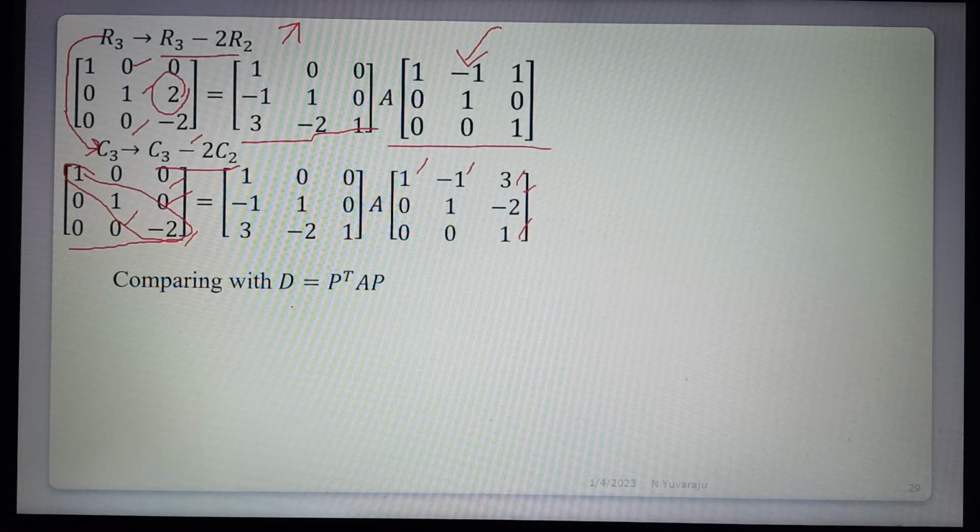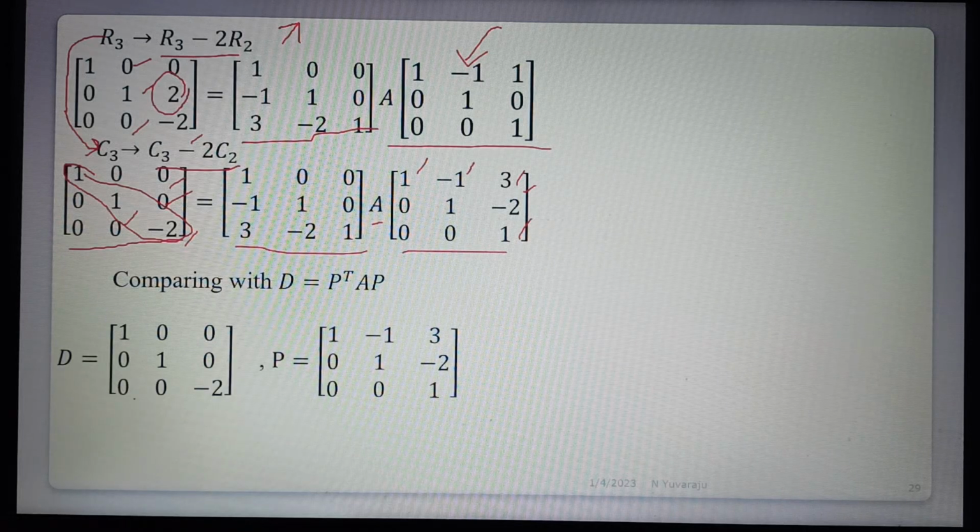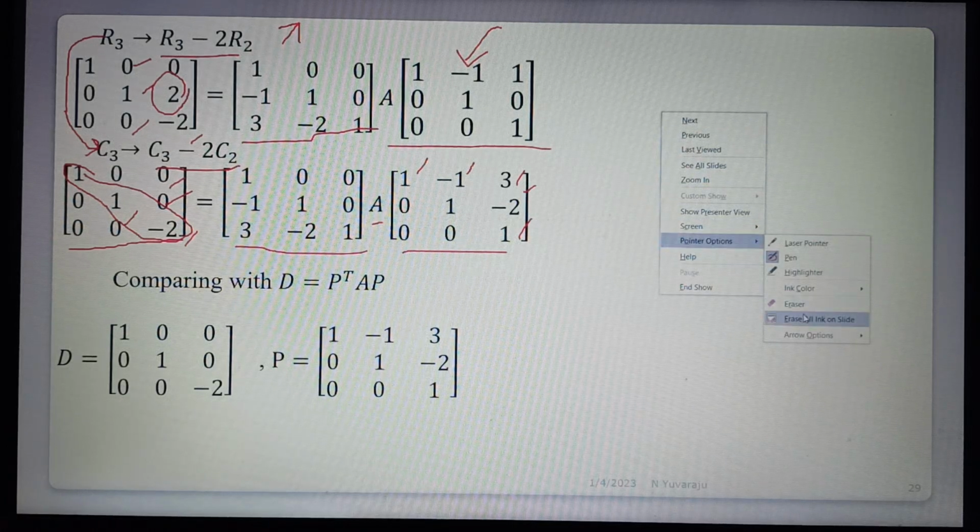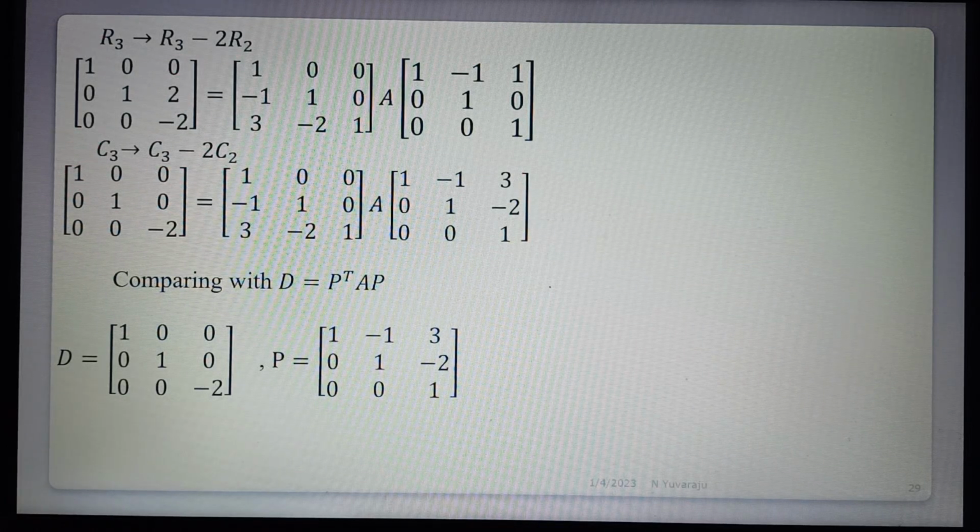So that is comparing with D is equal to P transpose AP. So this is P transpose and A, this is a P matrix. So one more thing to observe here: P and P transpose are equal, only with the rows and columns interchanged. There is a transpose here. This is P transpose, this is the P matrix.